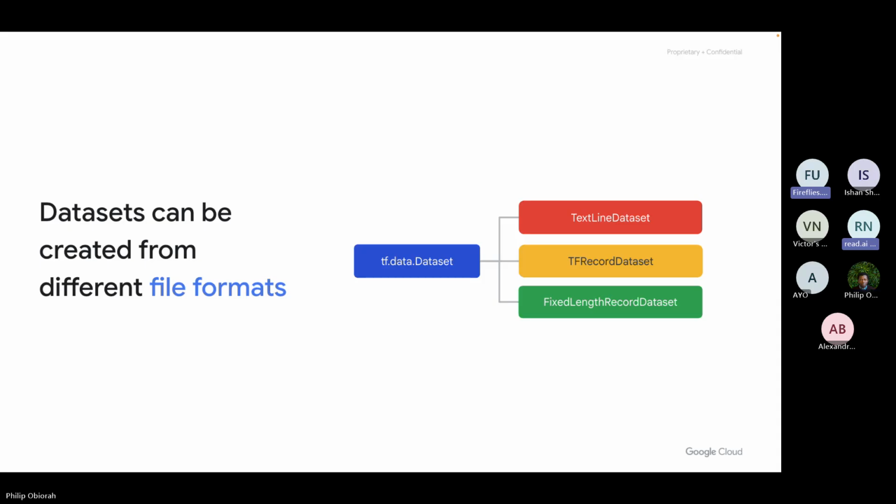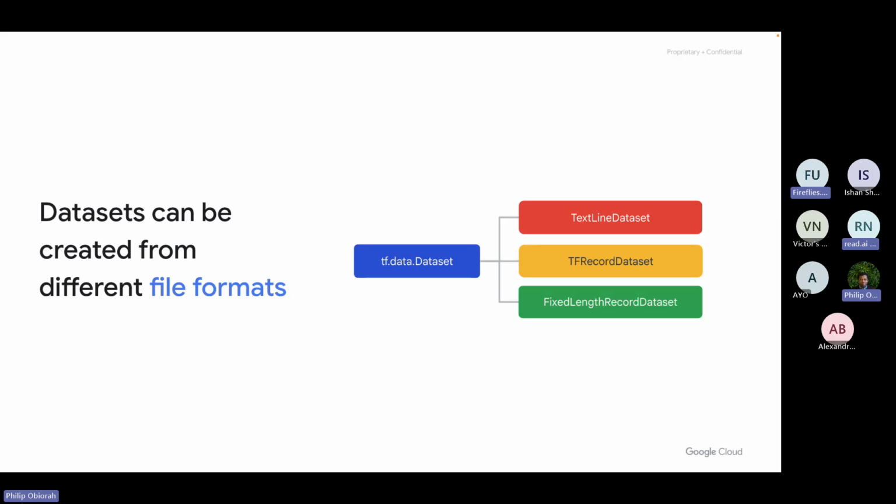All right, so data sets can be created from different formats. We are looking at the TensorFlow API that can be used to create data sets from multiple file formats. There is an API in TensorFlow that can help us read data from different formats. So you have the text line data set, the TensorFlow record data set, and the fixed length record data set.